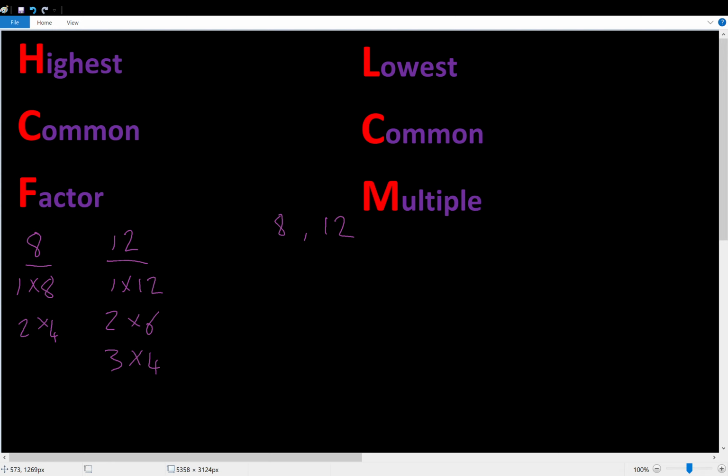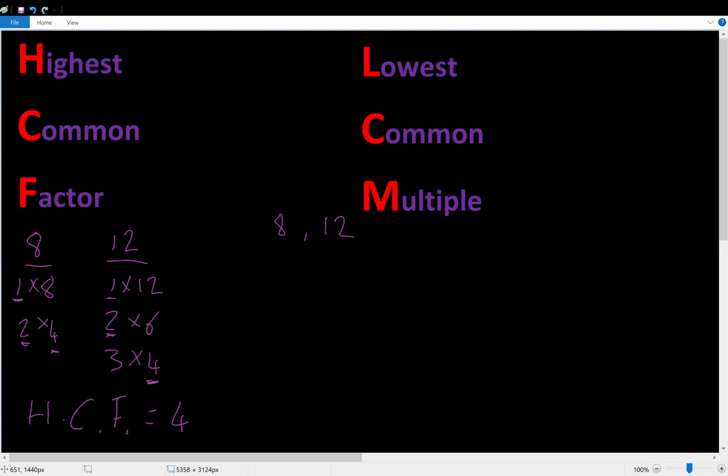And our highest common factor is going to be the highest number that is common to both of these. So 4 is a common factor to both of them, so is 2, and so is 1. But 4 is the highest of those three common factors. So the highest common factor of 8 and 12, our HCF, is going to be 4 in this case.